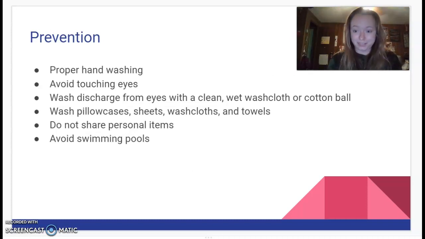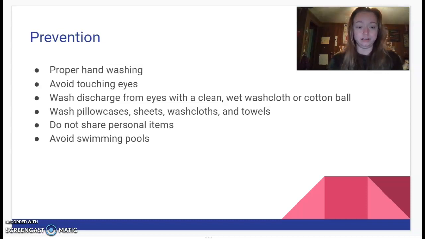In order to prevent pink eye, the number one prevention method would be proper hand washing and, of course, avoiding touching your eyes. When you do have discharge, it's important to wash it from the eyes with a clean, wet washcloth or cotton ball to remove the infection from the eyes. It's also important to wash pillowcases, sheets, washcloths, and towels if you do have the infection.